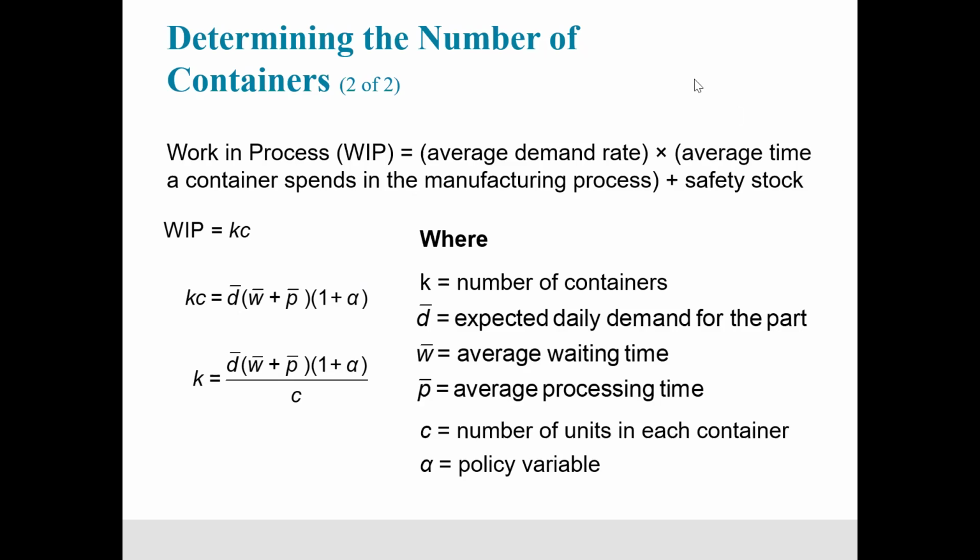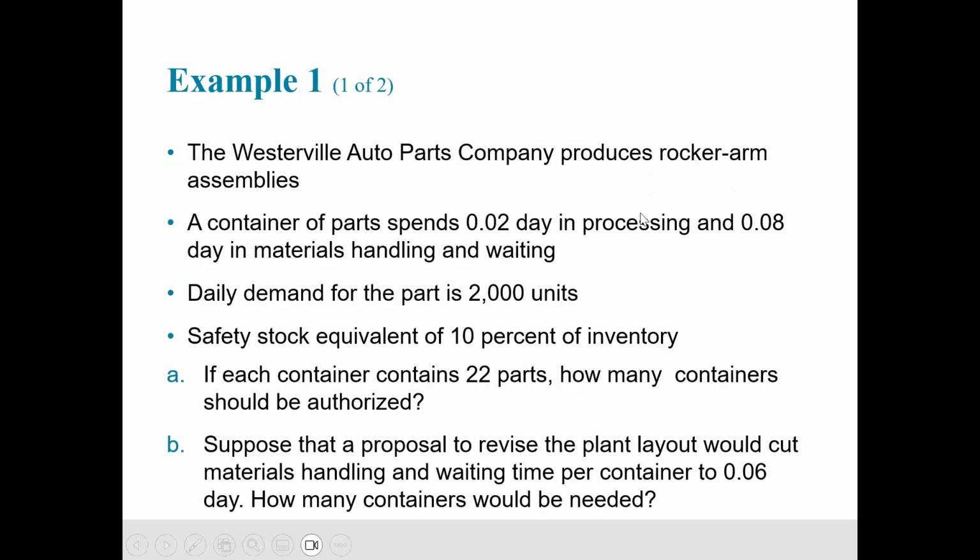Let me remove my pencil here and let's look at this sample question. The Westerville Auto Parts Company produces rocker arm assemblies. A container of parts spends 0.02 days in processing, 0.08 days in material handling and waiting. Daily demand for the part is 2,000 units. So we have our average d, small letter d, as 2,000. Our small letter p bar is 0.02, and our small letter w bar is 0.08.